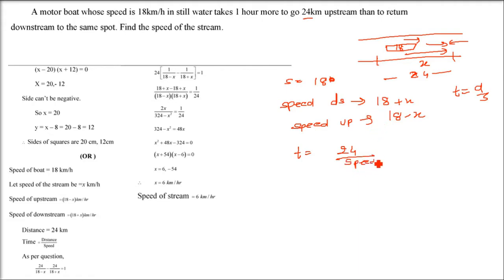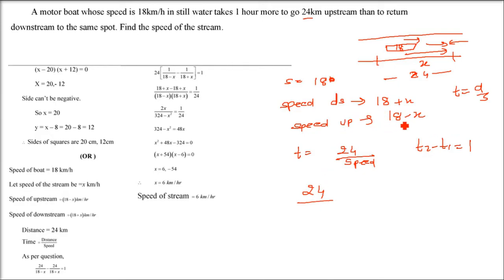But the difference of time is given to us. Time difference is 1 hour. We'll utilize this difference of time. So we will use 24 by this, 24 by this. T1 is the time, and T2 is the time while coming back because it is going to take longer. T2 is the time coming back. So T2 minus T1 is 1 hour.